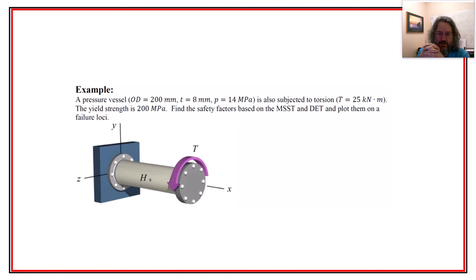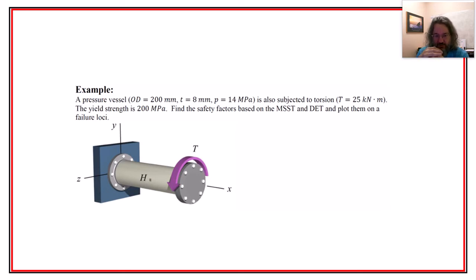So here's an example of a pressure vessel with some torsion on it. This is for Class 15 in ME370, and the pressure vessel has an outside diameter of 200 millimeters, a wall thickness of 8 millimeters, and has an internal pressure of 14 megapascals, 14,000 kilopascals. That's a lot. It's subjected to a torsion on the end of 25 kilonewton meters, and this material has a yield strength of 200 megapascals.